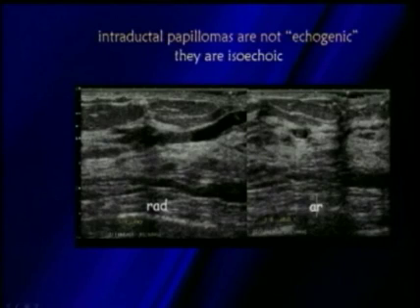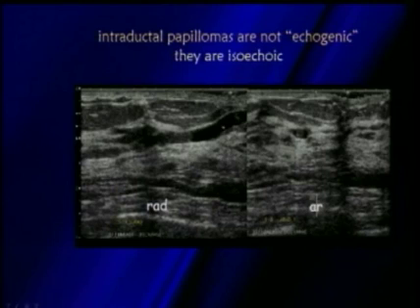Actual intraductal papillomas are not echogenic, they are isoechoic. In other words, they are the same echogenicity as fat. If you notice, the normal wall of the duct that we can see right along here is echogenic, and intraductal papillomas tend to be more isoechoic, or the same echogenicity as the surrounding fat.